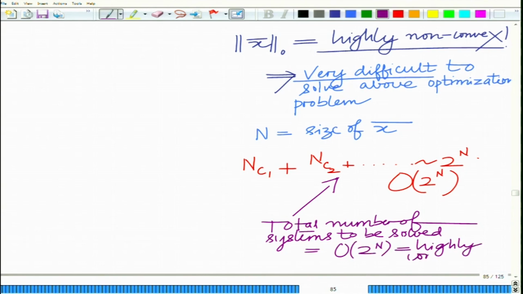This is highly complex. For instance, if you have a signal vector x bar of dimension 100, then you have to solve of the order of 2 to the power of 100 systems, which is impossible. That cannot be solved by any known computer either now or in the very far future. So, although it is very simple to state, it is an extremely complicated optimization problem to solve.